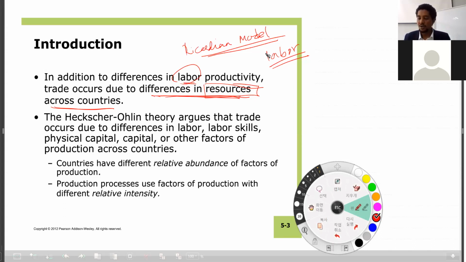The Ricardian model has its own assumptions, its own drawbacks, but also there are some realities or some factors explained in the Ricardian model. So today we will be talking about the other factors. Then we will continue like that to build a full picture of what a competitive advantage comprises, right? So countries have different relative abundance of factors of production, okay?